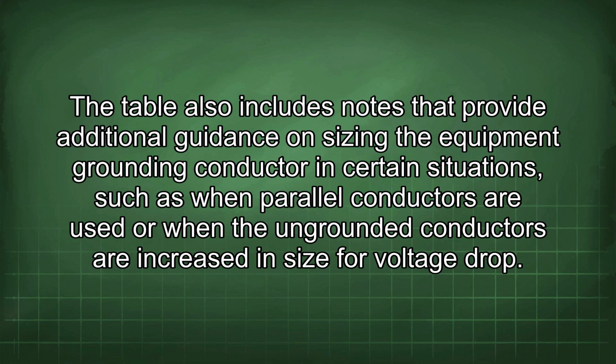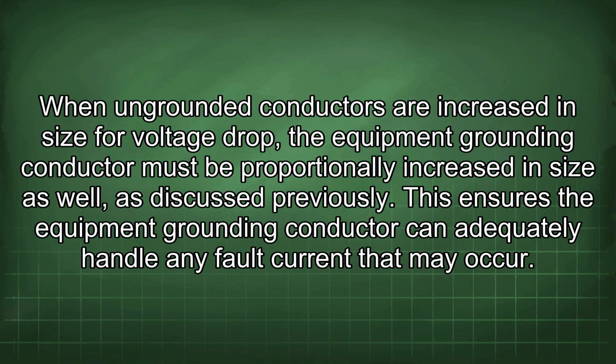The table also includes notes that provide additional guidance on sizing the equipment grounding conductor in certain situations, such as when parallel conductors are used or when the ungrounded conductors are increased in size for voltage drop. When ungrounded conductors are increased in size for voltage drop, the equipment grounding conductor must be proportionally increased in size as well, as discussed previously. This ensures the equipment grounding conductor can adequately handle any fault current that may occur.